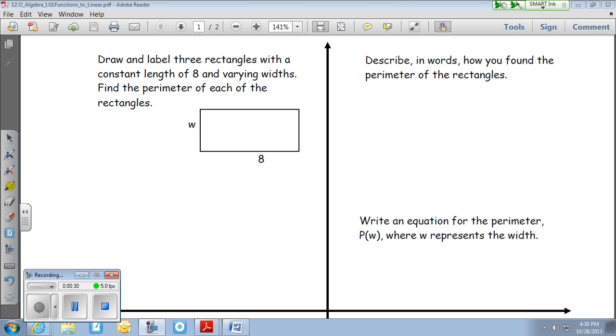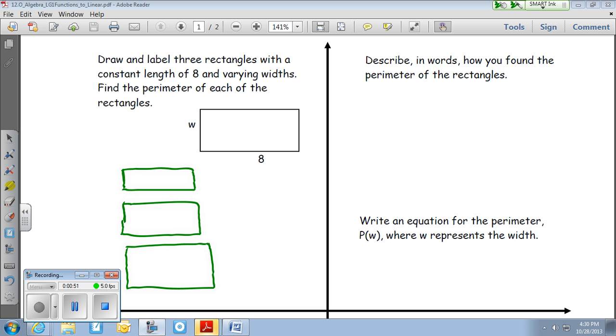All right, so the first thing we need to do in the upper left quadrant, we need to draw and label 3 rectangles with a constant length of 8 and varying widths. So I'm just going to draw 3 rectangles. All right, so with varying widths, but they all have lengths of 8. And the widths, let's say this is 2, let's say this is 3, and let's say that's 5. So you just had 3 rectangles, all have the same lengths of 8 and different widths.